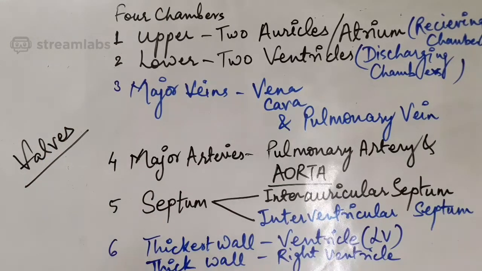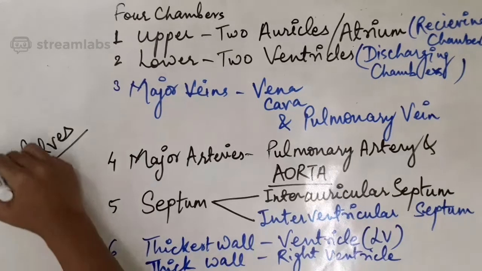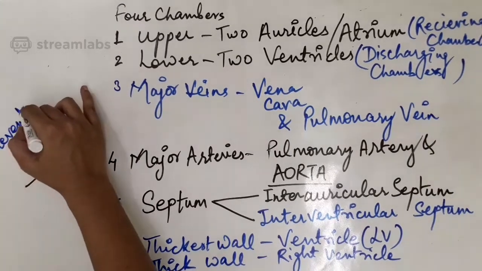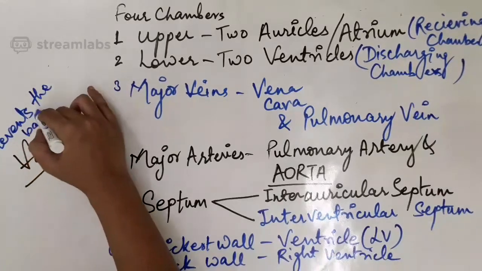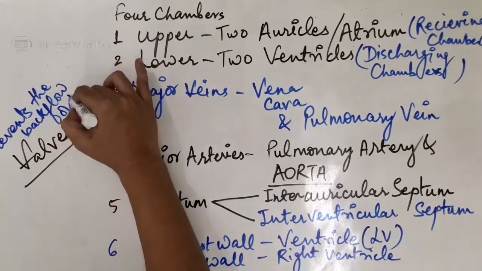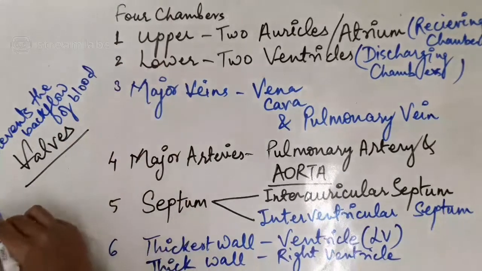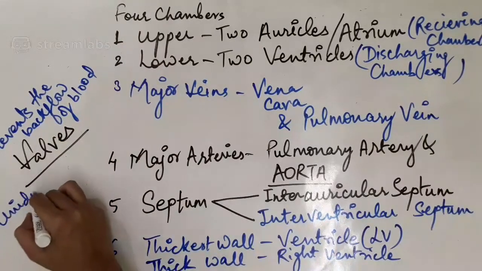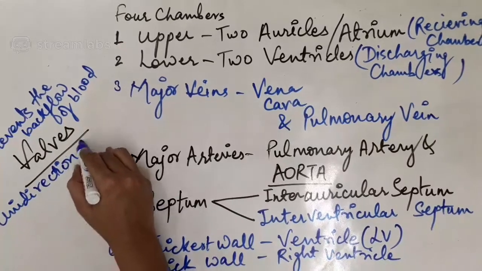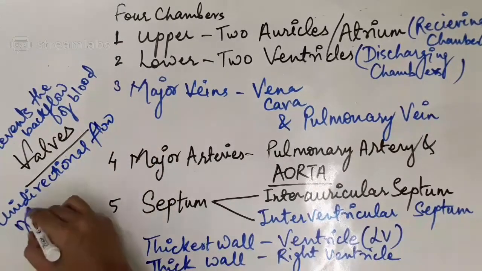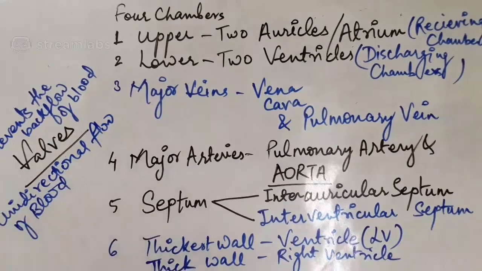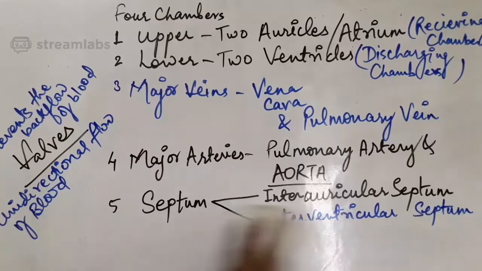Also we are knowing about the valves. Valves prevent the backflow of blood. That is their function: it prevents the backflow of blood and also provides unidirectional flow of blood. There are four valves present.